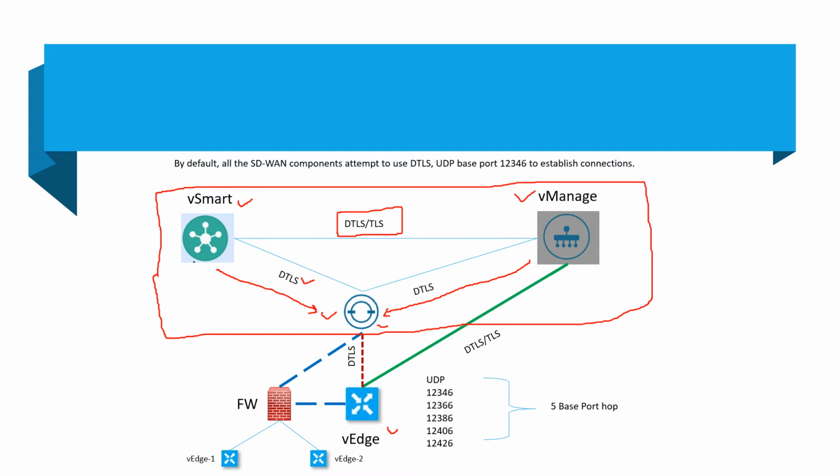So first the vEdge tries to connect to vBond, and that is going to be DTLS. I might have some sort of problem. Maybe this device is behind a firewall, or maybe my ISP is blocking my port 12346. So there are four base port hop options given. It is going to try the first port. If it fails, it is going to try the next port, and it will try all the ports and then come back to the original port.